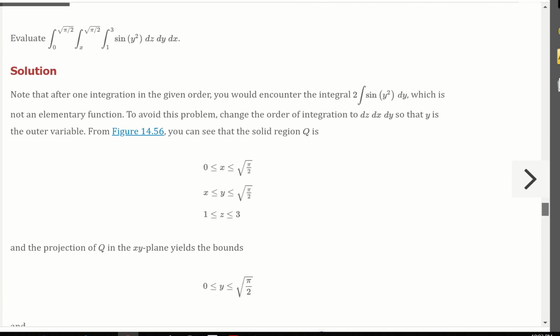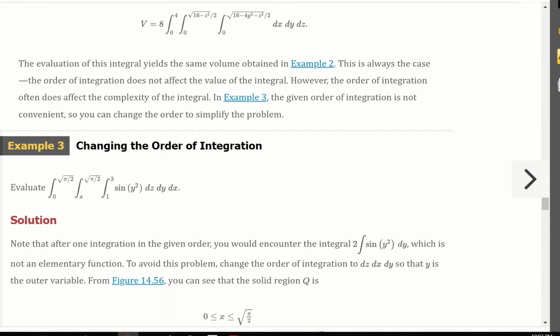Okay. Let's investigate the region that we're looking at here. If we look at the bounds for z, which is the innermost variable of integration, z ranges from 1 to 3. We see that y is going to range from x to radical pi over 2, and that x is going to range from 0 to the square root of pi over 2.